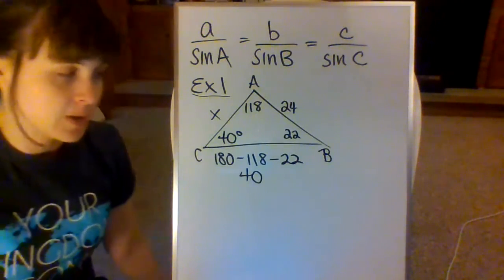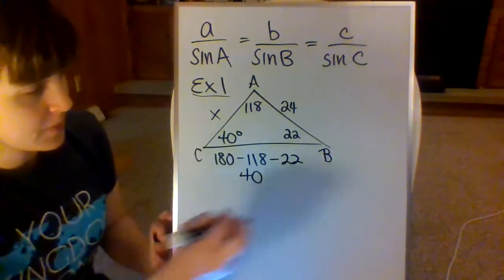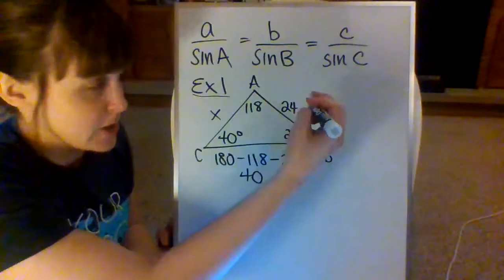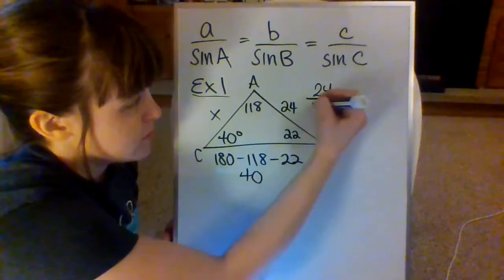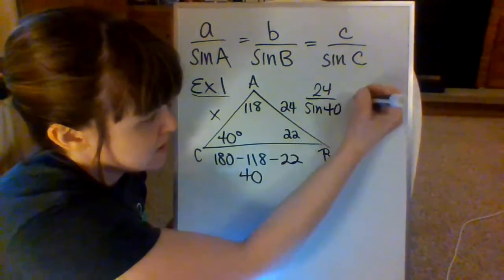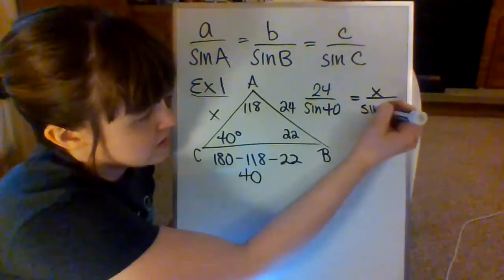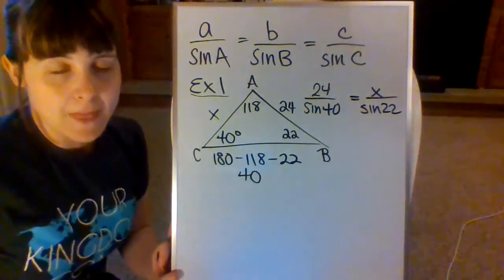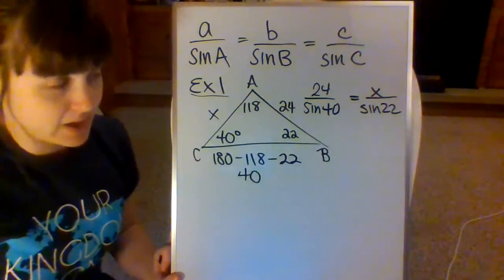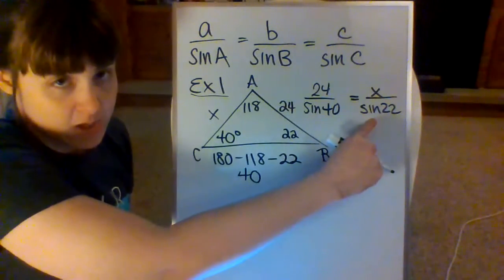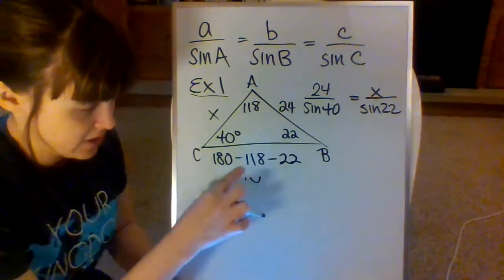Okay, so now I'm going to use a proportion, and we're going to solve for this missing side. I'm going to write my proportion up here and then do the math below. So we're going to have 24 over sine 40 equals x over sine 22. Now if you remember, to solve a proportion, you cross multiply. So 24 times sine of 22 equals x times sine of 40. I'm going to write that down here.